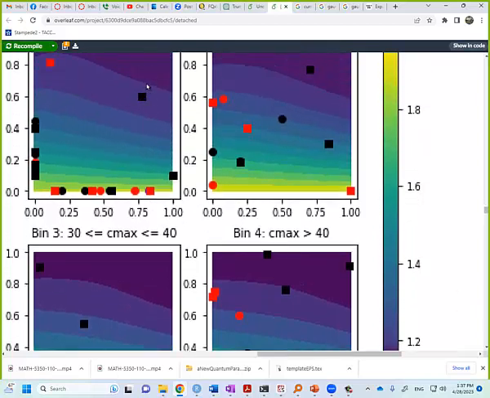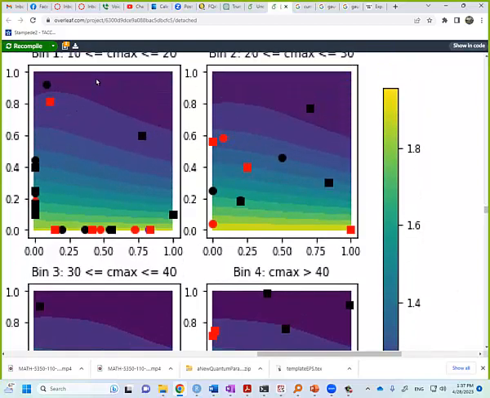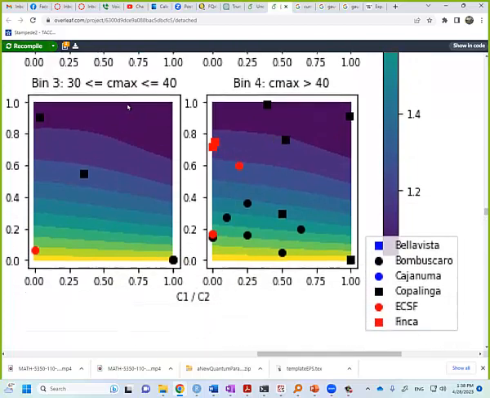But Bella Vista, for instance, Bella Vista and Cajanuma, we can't find enough data. Okay, not enough data. Yeah, that's true. It's okay. Yeah, I understand.